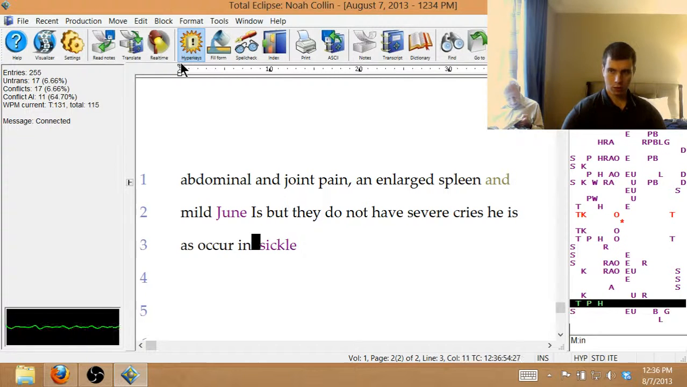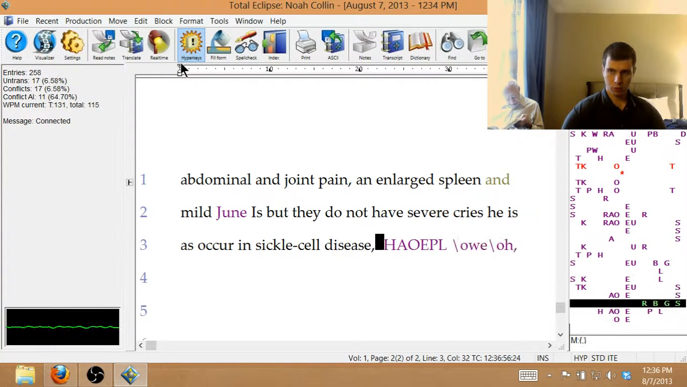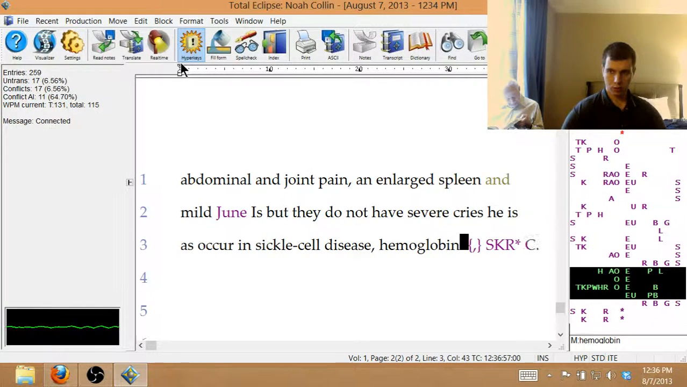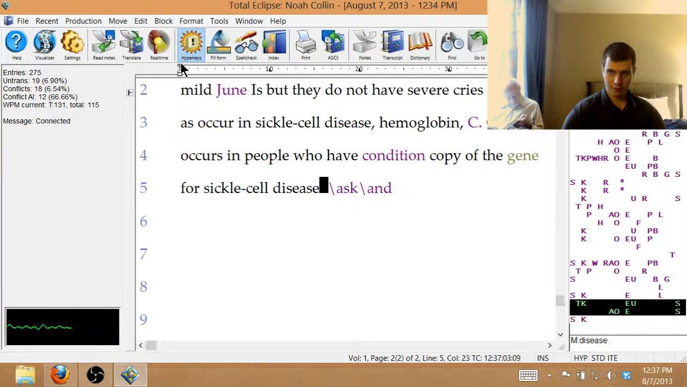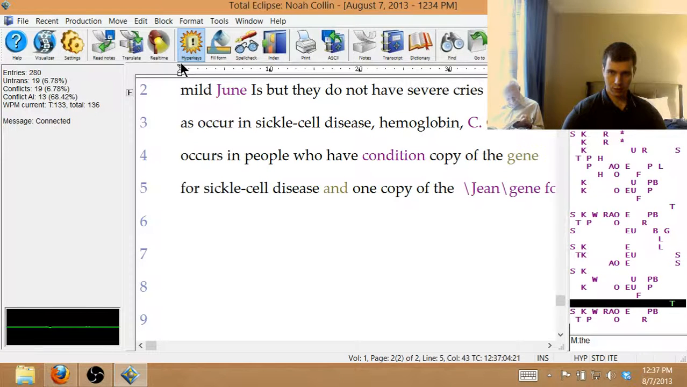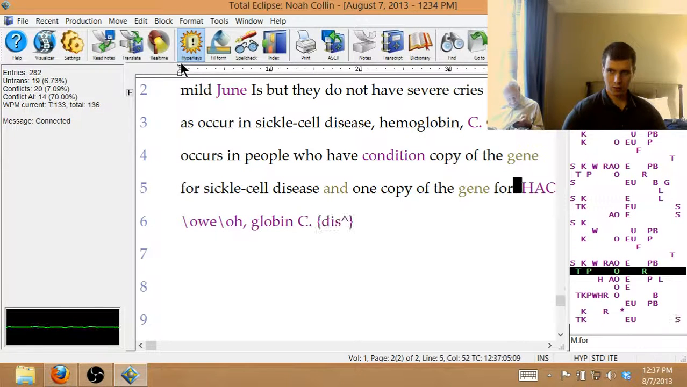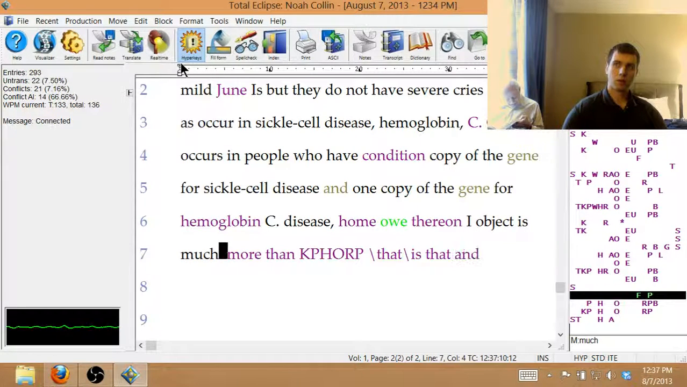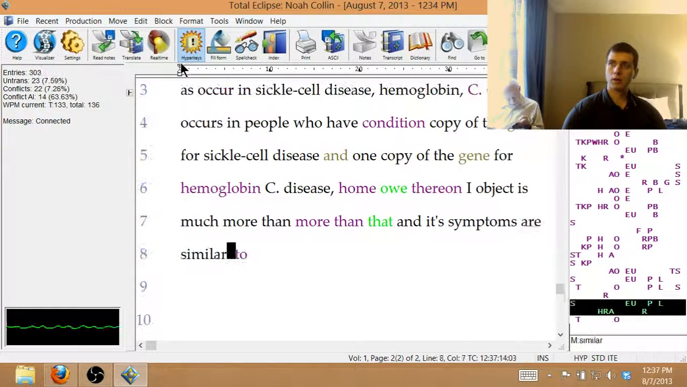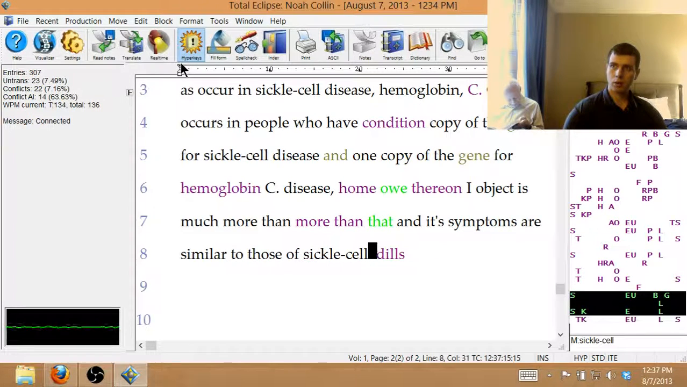Hemoglobin SC disease occurs in people who have 1 copy of the gene for sickle cell disease and 1 copy of the gene for hemoglobin C disease. Hemoglobin SC disease is much more common than hemoglobin C disease, and its symptoms are similar to those of sickle cell disease, but much milder.